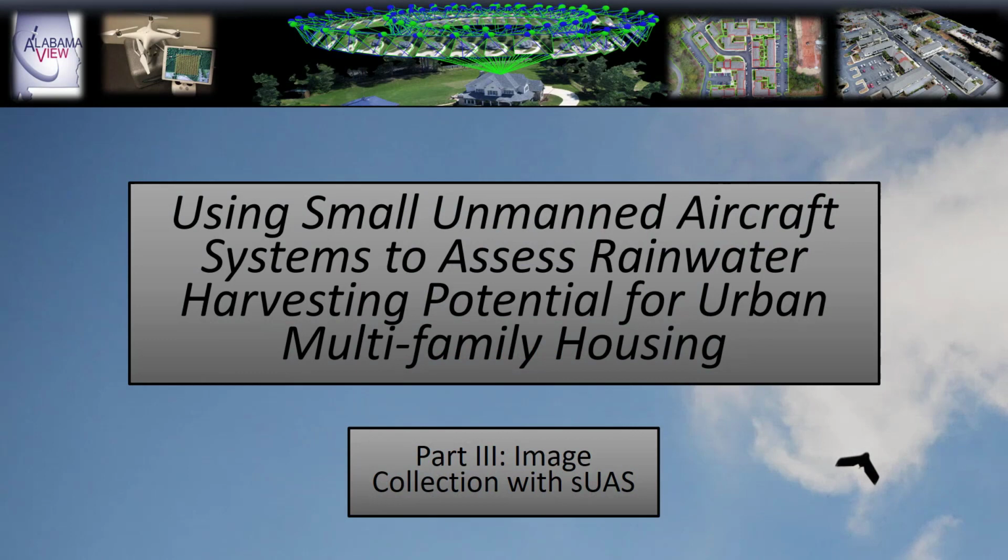Hello everyone, welcome to part 3 of our 5-part video series on using small unmanned aircraft systems to assess rainwater harvesting potential for urban multifamily housing. This part of our video series is titled Image Collection with UAS, and in it we will discuss some of the various procedures that are necessary when collecting aerial images with your UAS.